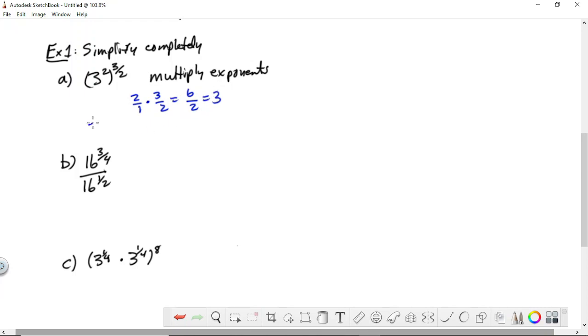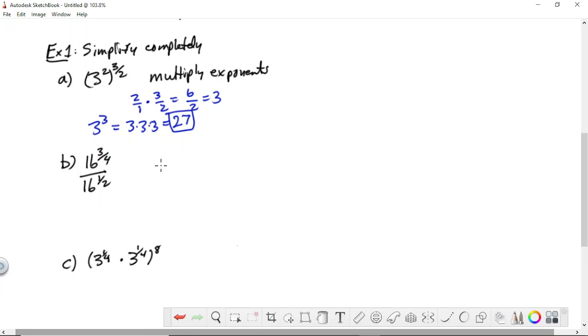So we have 3 to the third power. This time there's no denominator on that exponent. It's not a fraction, so we're not going to have to use radicals for this one. We simply raise 3 to the third power. That's 3 times 3 times 3, which is 27. Okay, look at the next one.